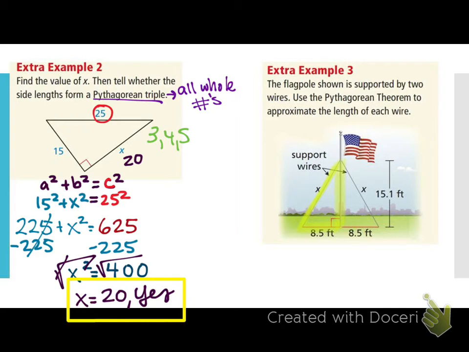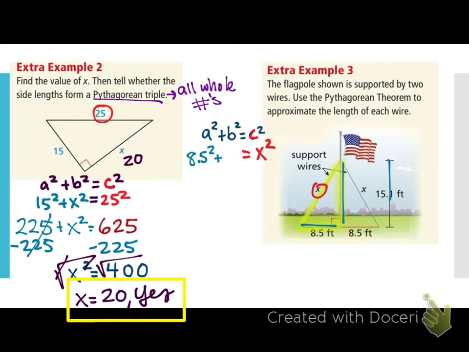And we will still use a squared plus b squared equals c squared. Which of these is going to be c? X. It's across from that right angle, so that's good. X squared. So that means we have 8.5 squared. What's b going to be? 15.1 squared.